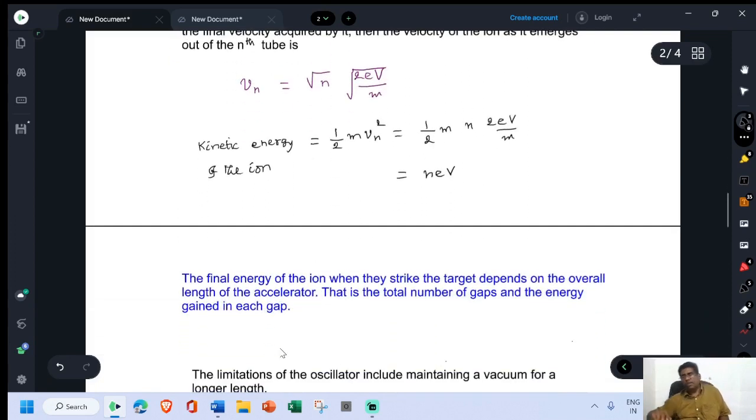The final energy of the ion when it strikes the target depends on the overall length of the accelerator. Only on the basis of overall length, the number of tubes is included. That is the total number of gaps and the energy gained in each gap. So the energy of the ion depends upon the number of gaps existing inside the tube and the amount of energy gained in each gap.